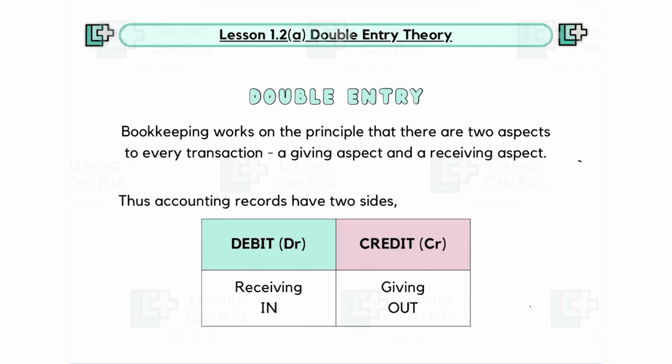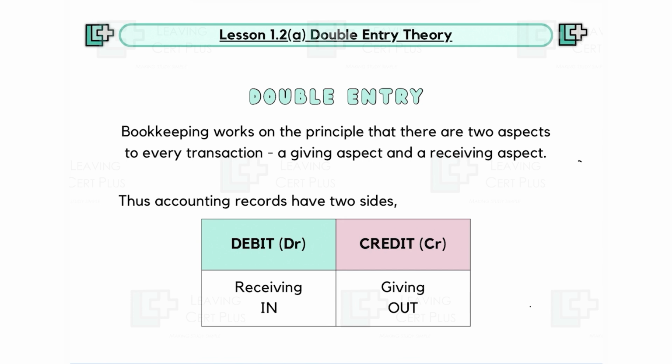Hi, this is lesson 1.2a, introducing a very important concept that will go through all systems of financial accounting. In particular, it's called double entry. Double entry means something is entered twice. Transactions are always entered twice. If they're not entered twice, then you won't get them balanced.